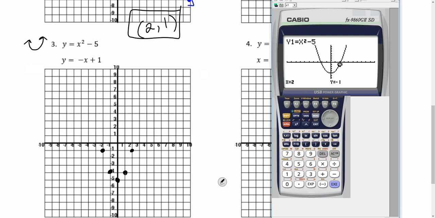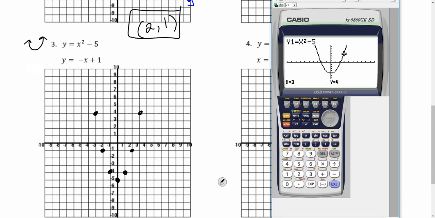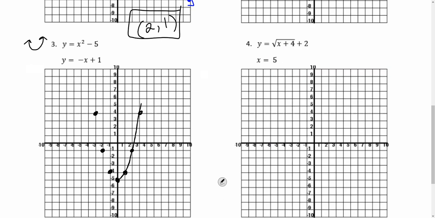And I type in 3, and I just keep doing this until it goes off the charts, so I can't see it anymore. So at 3, it's at 4. 3, 1, 2, 3, 4, it's right here. And then -3, 1, 2, 3, 4, it's right here. I'll type one more. Type in 4. 4 is at 11, so that's off the charts already. So our parabola looks like this.